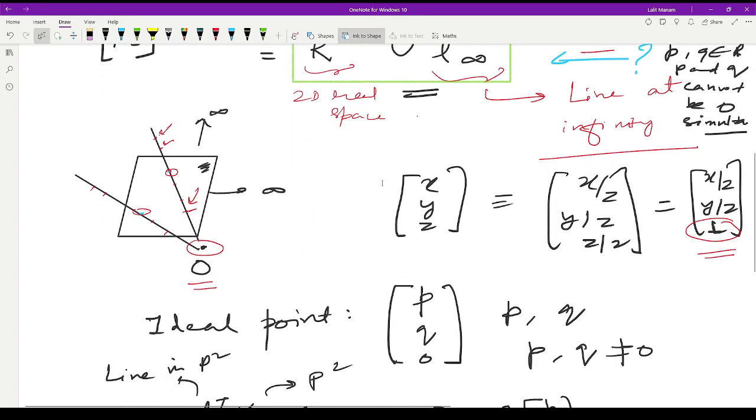Just a side note that this specific division by the third element is not necessary. It's just by convention that we use it in a way to make it easy. We can divide by any other element as well and make sure that the division does not lead to the origin. That's all. But by convention, we use it so that the third element should be 1.